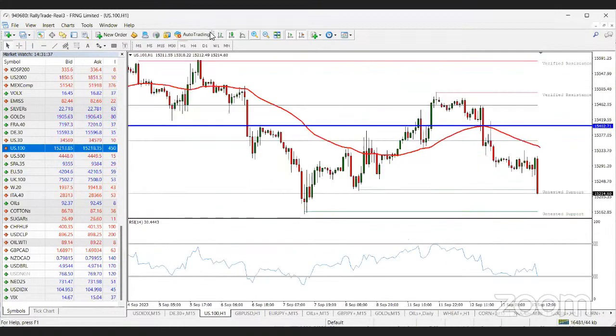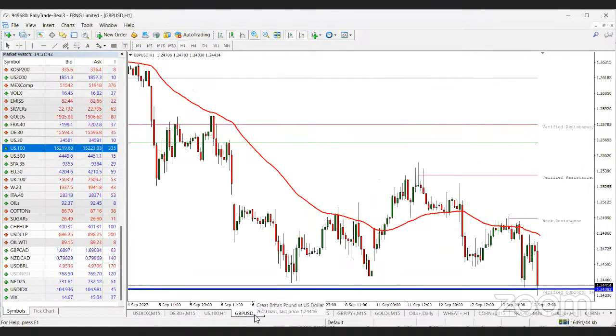See, US 100 also is selling. US 100 is selling because it's strong for the dollar. GBP USD is selling. Gold is selling.